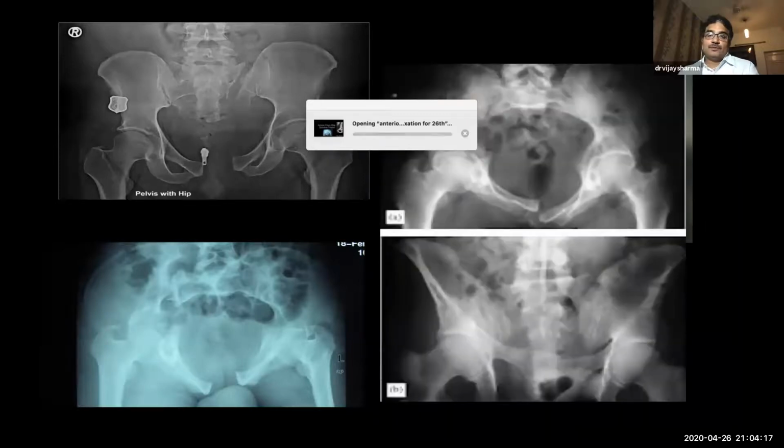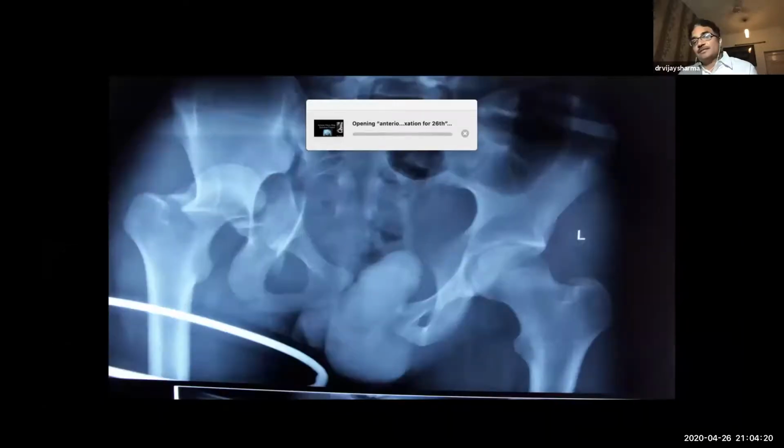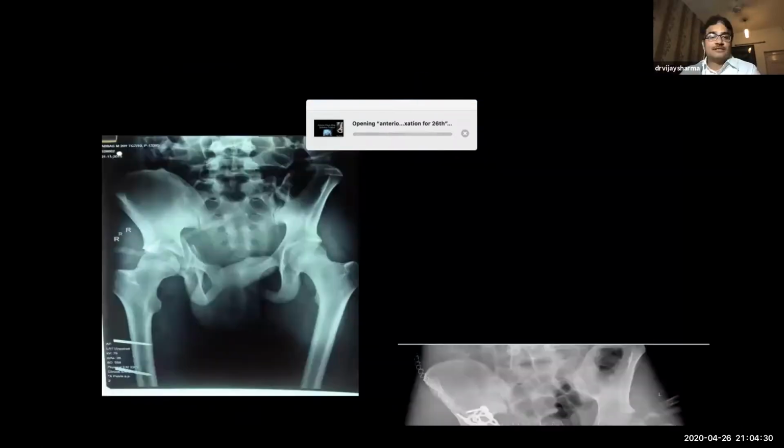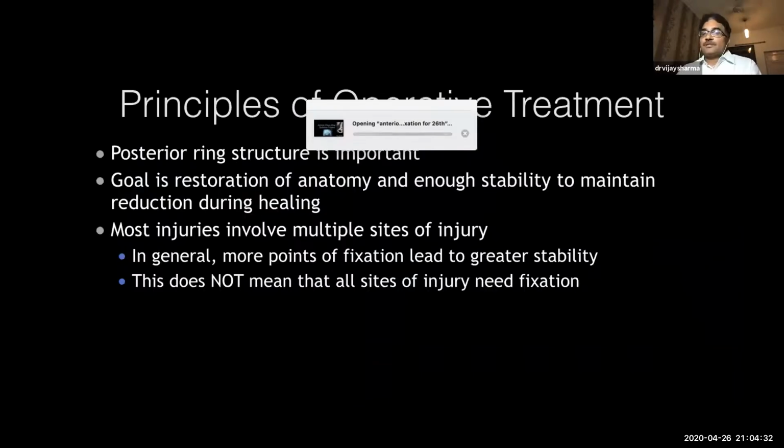Another locked symphysis, like this kind of fracture, there is a dislocation, transverse with posterior wall, and symphyseal disruption. So you have to plan this. You have to fix the symphysis also in such cases. So principles, posterior ring is important, but the goal is to restore the anatomy and enough stability to maintain reduction during healing. But there are multiple fractures. You don't have to fix all the fractures. So you have to take it patient-wise.